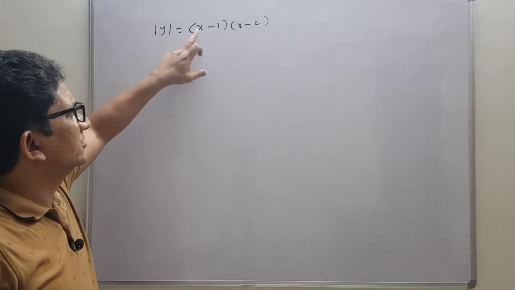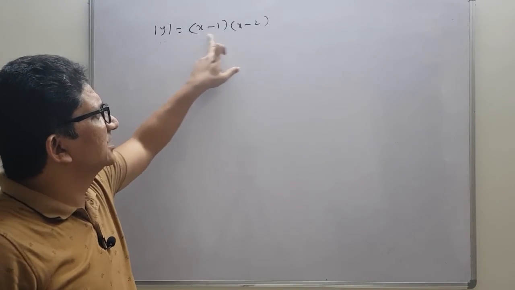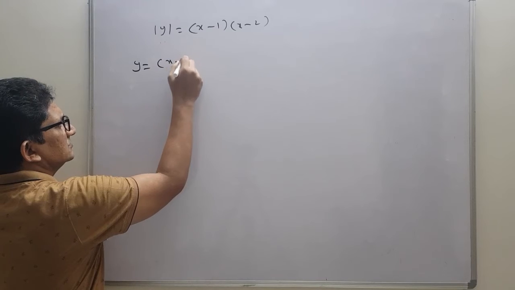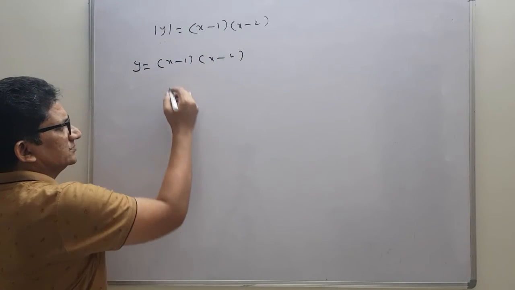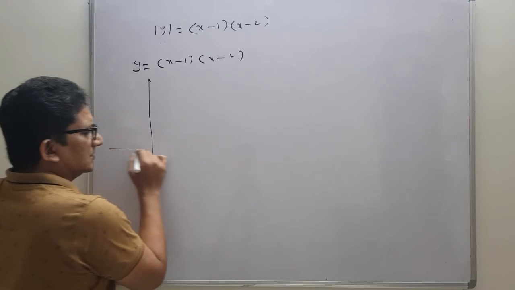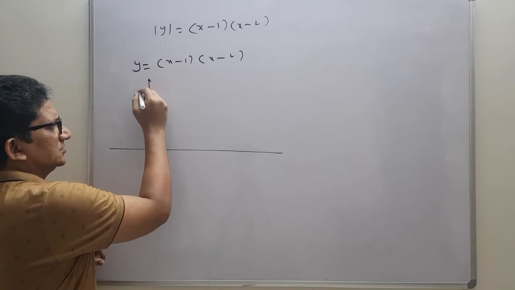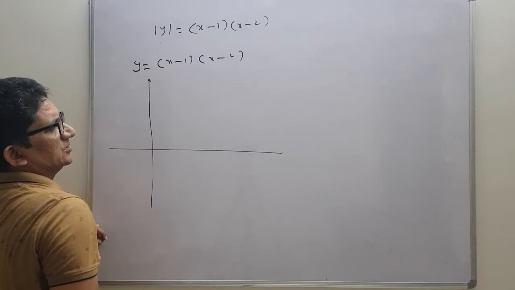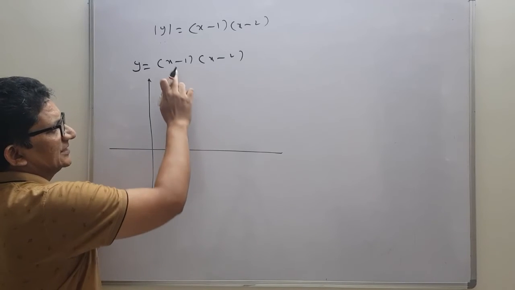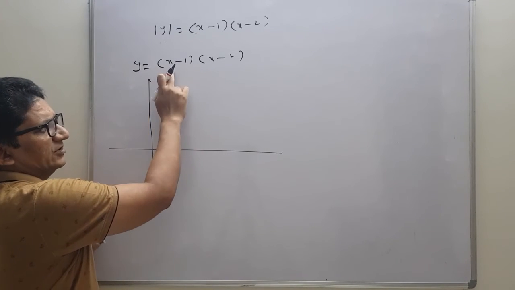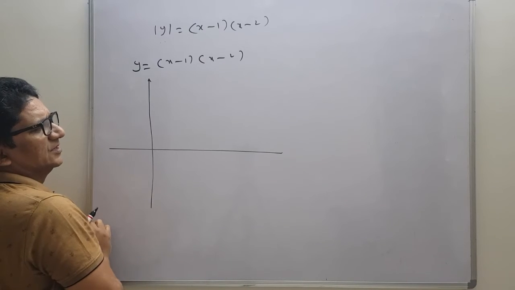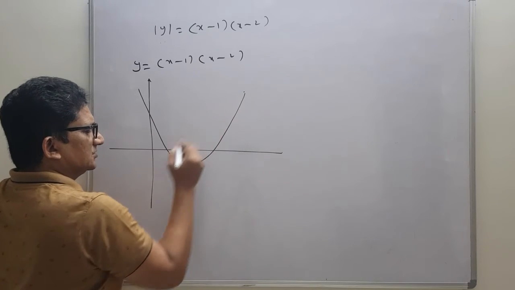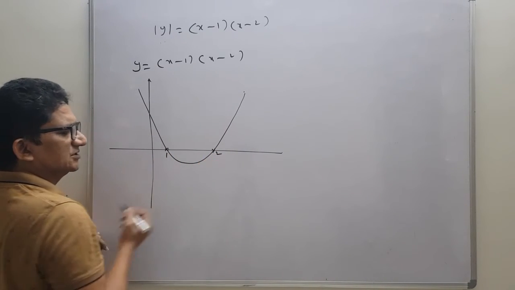For the graph mod y equals x minus 1 into x minus 2, this is clearly a parabola. So first we will draw the graph of y equals x minus 1 into x minus 2. So this parabola, if you observe, this is a parabola, which opens upwards because the x square coefficient is positive. Clearly if you put y equals 0, we will get x equals 1 and x equals 2. So the parabola cuts the x-axis at two different points: one is x equals 1 and the other is x equals 2.